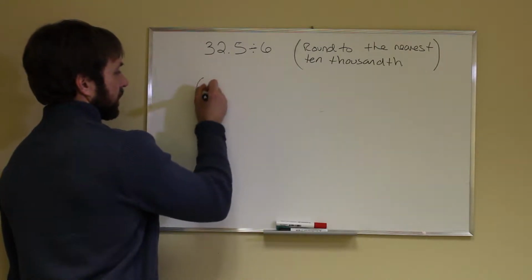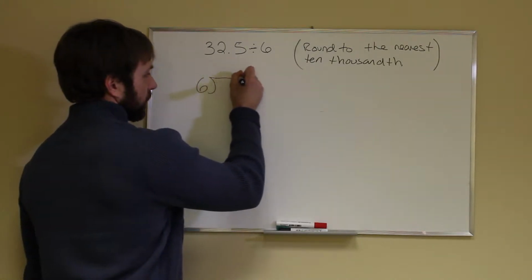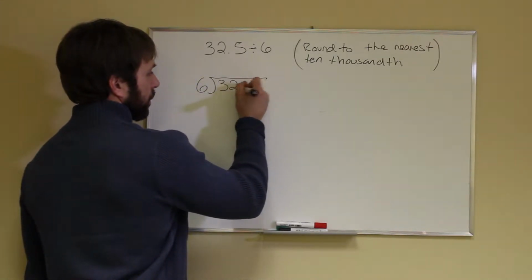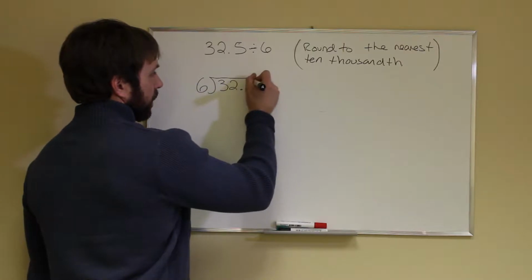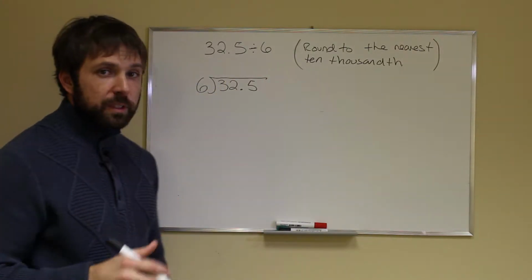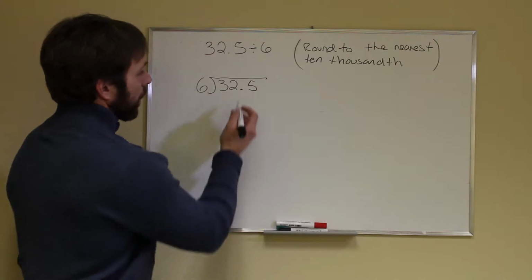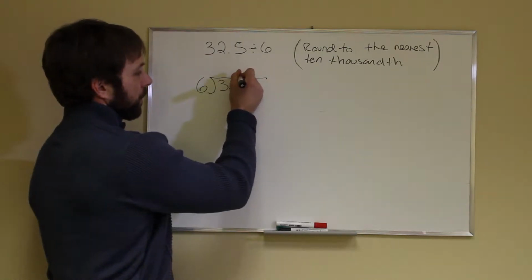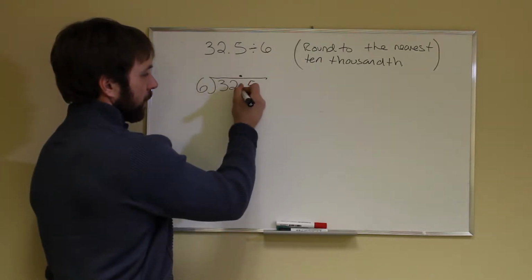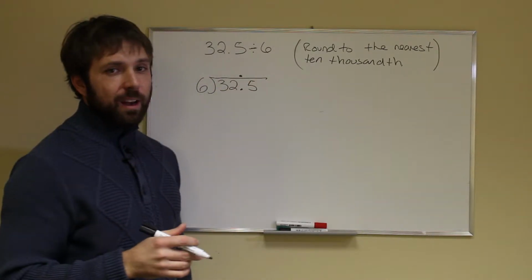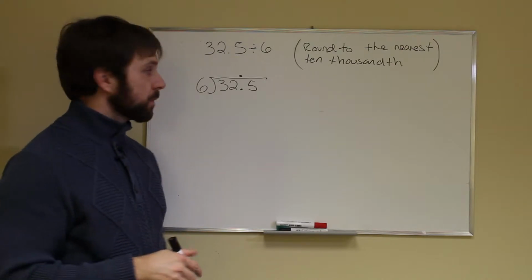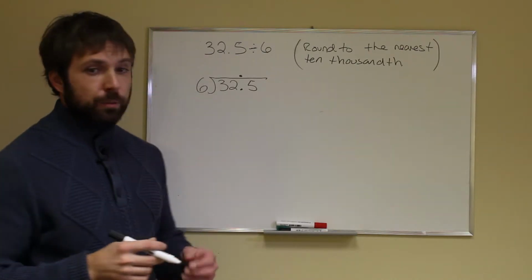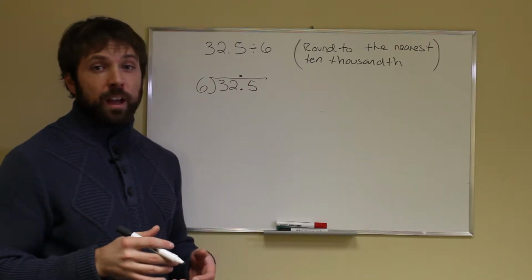All right, this is 6 into 32.5. Now the first thing that I'm going to do is wherever I see my decimal in my question, I'm going to put that up in my quotient. As soon as I've done that, I can, to some extent, forget that it's even there. Now I'm just going to divide just as I would have before.